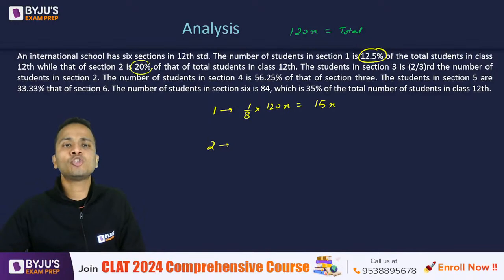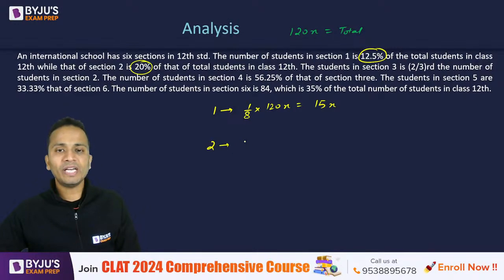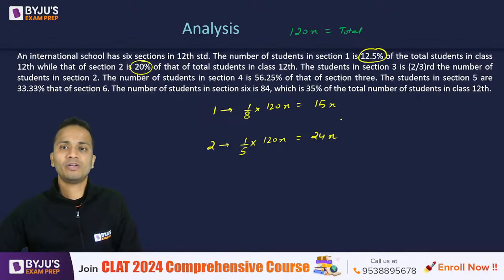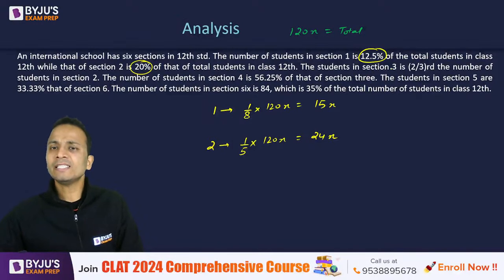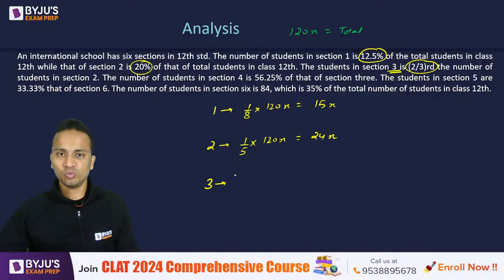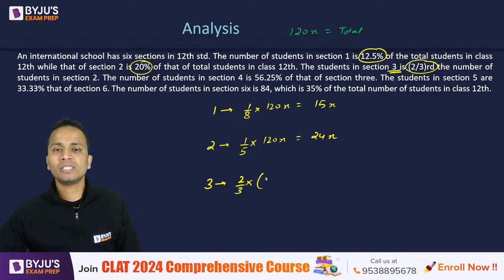Let's move on to the second section. Section 2 has 20 percent of the total. 20 percent is 1 by 5 of 120x, which will be equal to 24x. Again, no fraction involved. Next, the students in section 3. The students in section 3 are 2/3 of the number of students in section 2. Section 2 has 24x, so 2 by 3 of 24x will be equal to 16x.